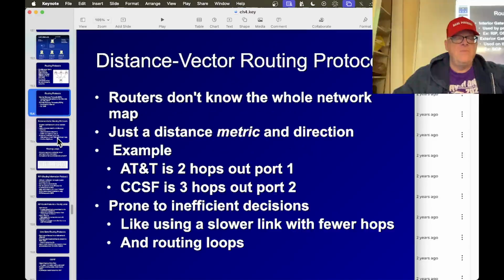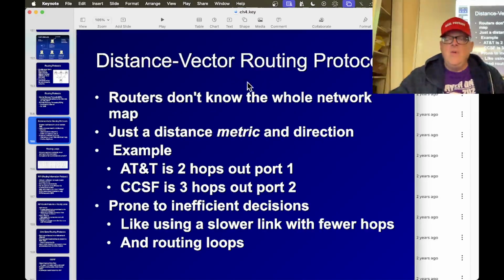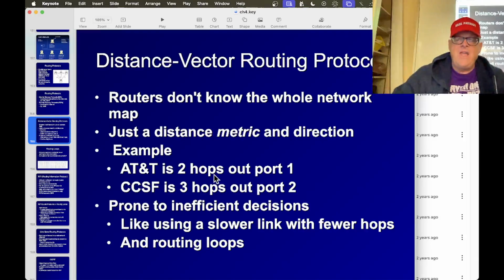BGP is the one used to move things across the internet over large distances, like from one city to another. In the early days, because the routers were very weak and they didn't have much memory and processing power, they used a distance vector routing protocol that didn't really have the whole network map in the router. They would just know AT&T is 2 hops out this port, CCSF is 3 hops out that port. That was all they had. They would know what direction to send it and a very crude measure of how far away it was.